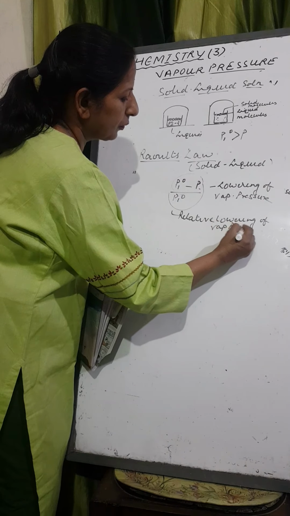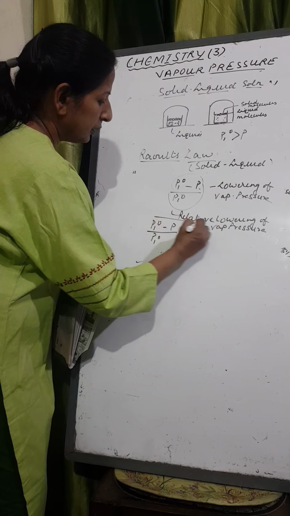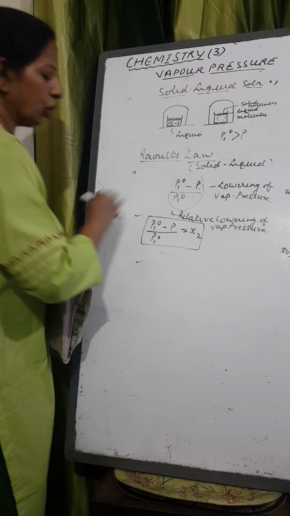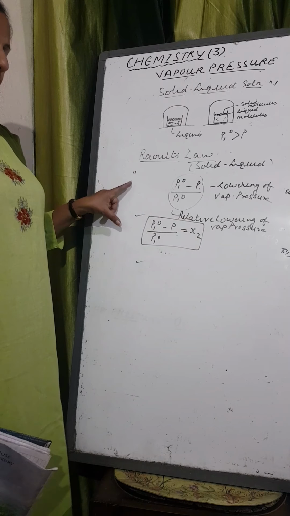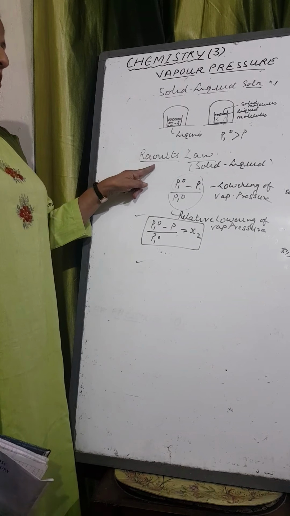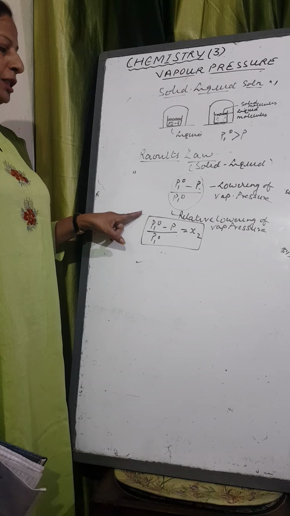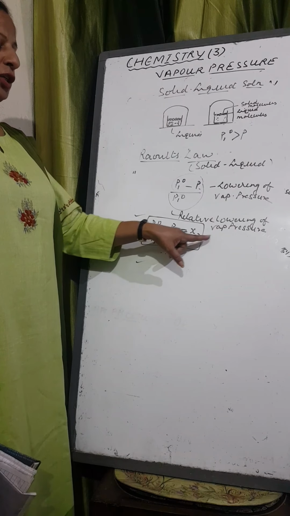So Raoult found experimentally that the relative lowering of vapor pressure, that is (P1 naught minus P) upon P1 naught, equals chi 2, that is the mole fraction of solute. This is Raoult's law for a solid liquid solution. If a statement is asked, you will say Raoult's law for a solid liquid solution states that for a liquid solution containing a non-volatile solute, the relative lowering of vapor pressure equals the mole fraction of solute.